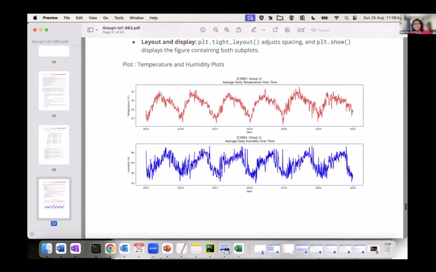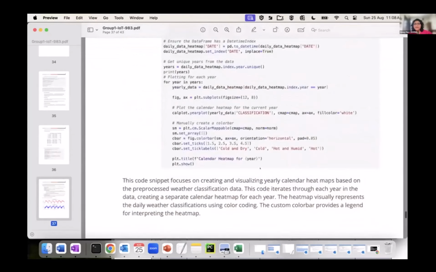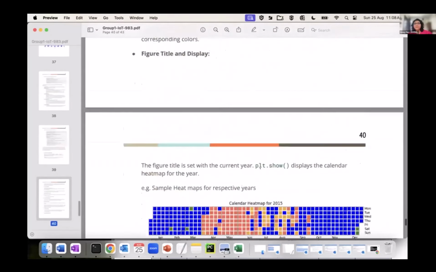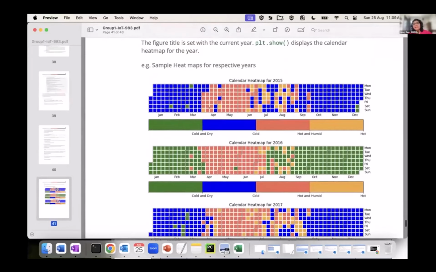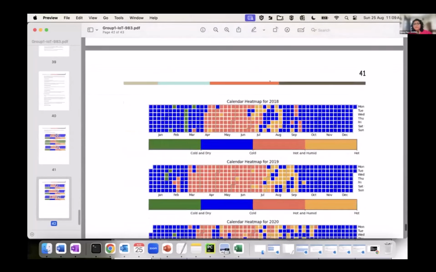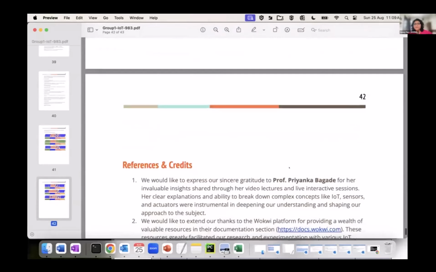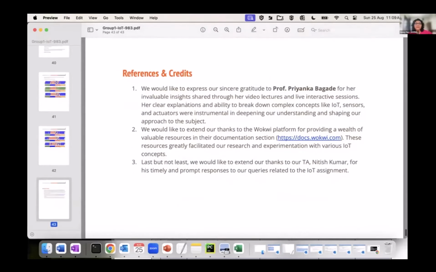So this is a complete graph across years as to how the temperature changes throughout the year, how the humidity changes throughout the year. And we also have a calendar heat map wherein across years, across months, across dates, in fact, how does the temperature and humidity values look like? So based on the classification that we have obtained above, we have been able to define this across years. So if you see these heat maps are till 2020. So that's on the presentation side, and again, iterating on the credits part.